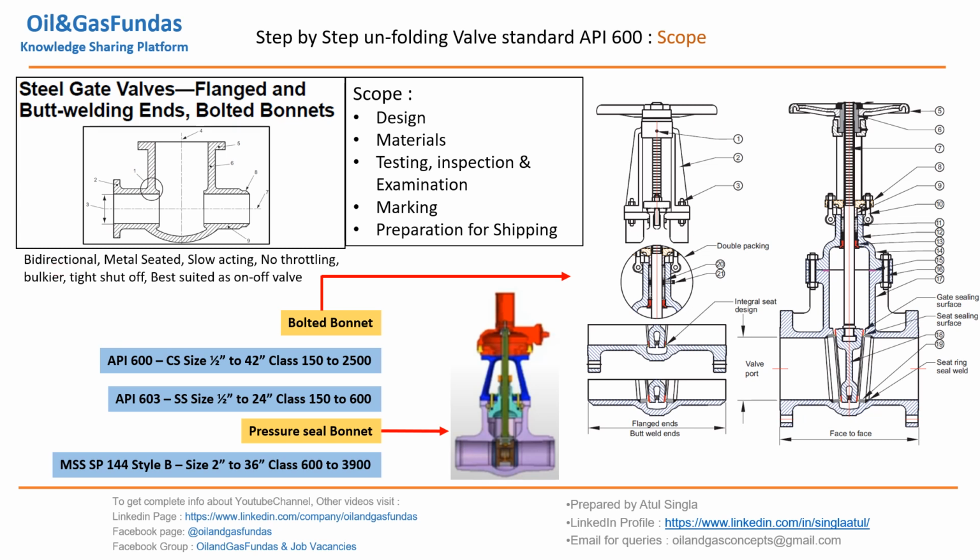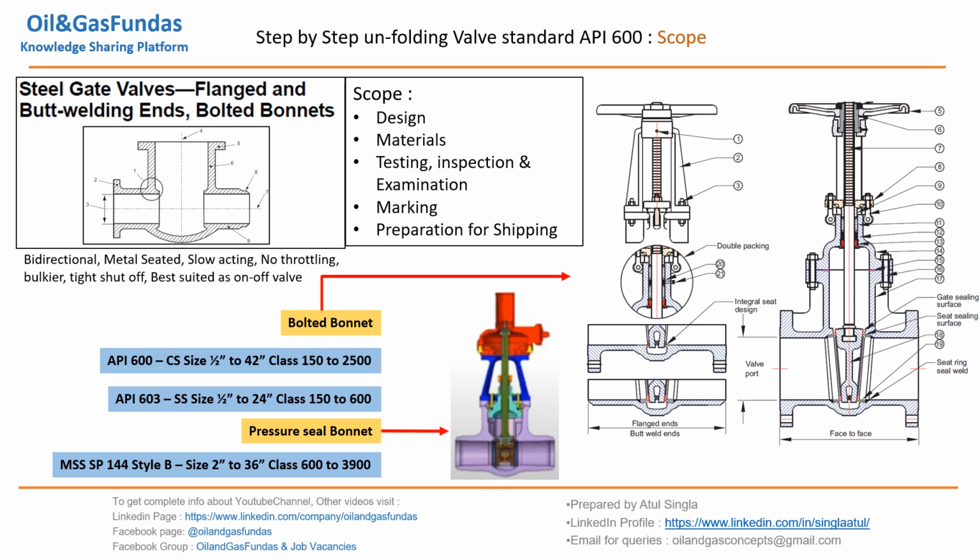So as you know, the gate valve is a bidirectional valve, metal seated, slow acting, no throttling, bulkier design, tight shutoff due to metal seating, and best suited as an on-off valve. All this we have discussed in detail in our previous videos. So as we have discussed, this is a bolted bonnet. In API 600, we are going to cover carbon steel, 1/2 inch to 42 inch and 150 to 2500 pound class. So this is the category which this standard is covering. If you see, a bolted bonnet is this type of gate valve. Here it is bolted, okay, and these are the end connections. We'll look into each and every part in detail in further slides.